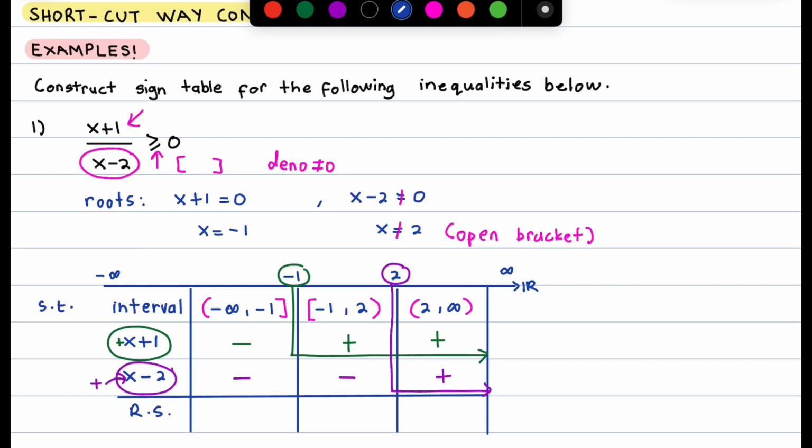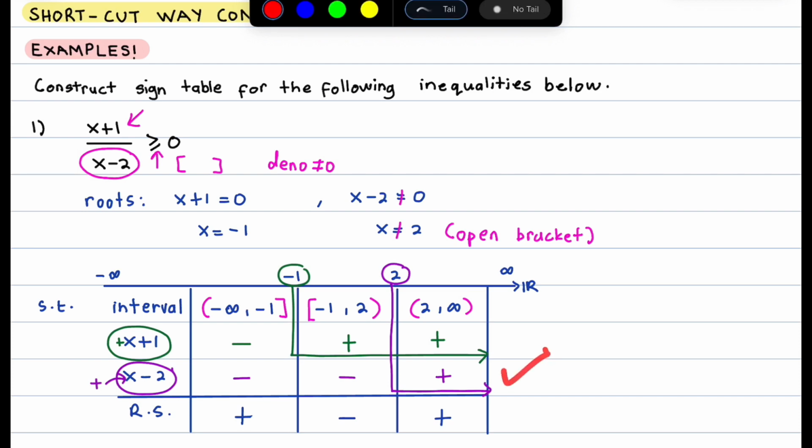Okay? Now next is that you find the resulting sign, where the resulting sign is you multiply these two. Negative and negative: a negative multiplied by a negative number would give you a positive number. Then the column of the second one would be positive multiplied by a negative number, which is going to give you a negative number. And then the last column, positive multiplied by a positive number, will give you a positive number. Okay, so you are done with your sign table.